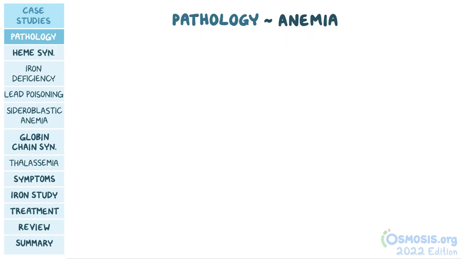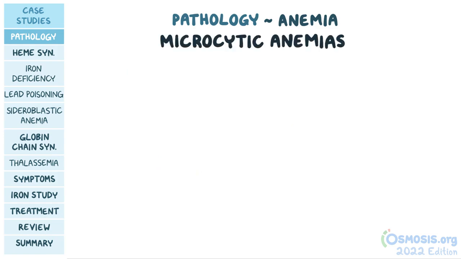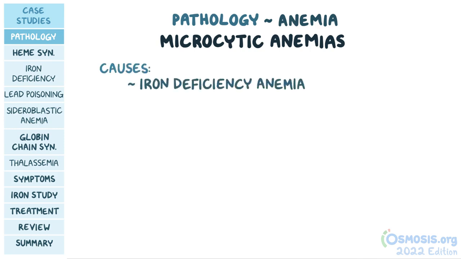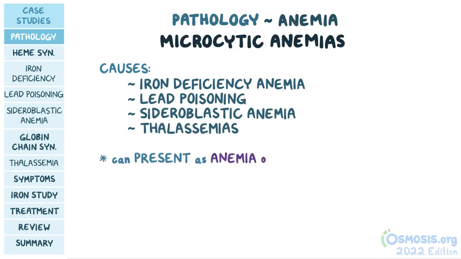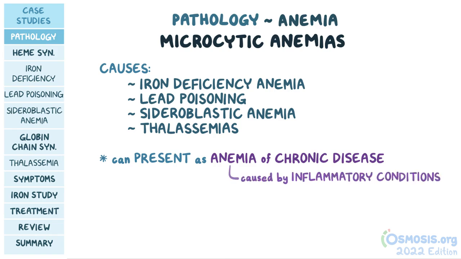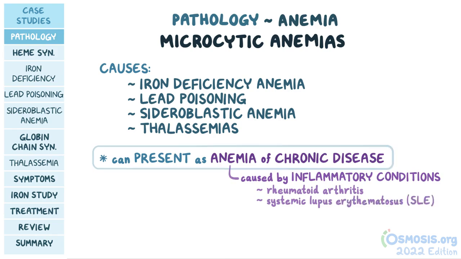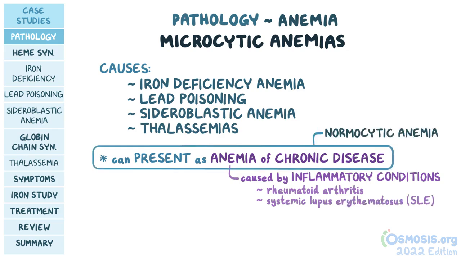Now let's focus on the microcytic anemias. The most common causes are iron deficiency anemia, lead poisoning, sideroblastic anemia, and thalassemias. Although microcytic anemia can also present in anemia of chronic disease, which is caused by inflammatory conditions like rheumatoid arthritis and systemic lupus erythematosus, or SLE, it's usually classified as normocytic anemia.